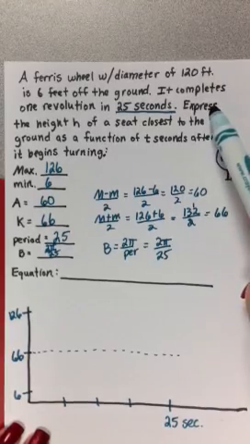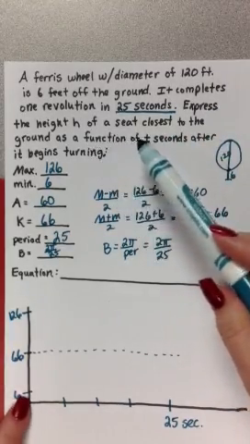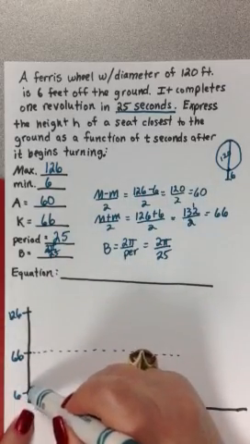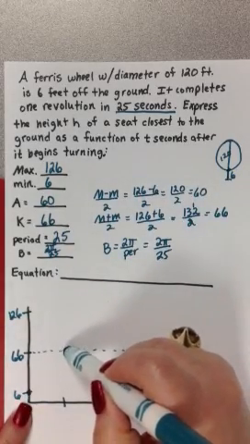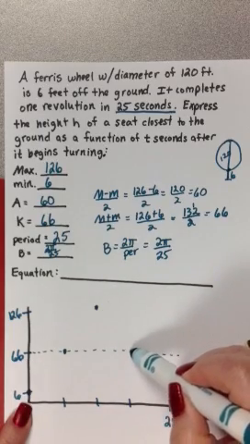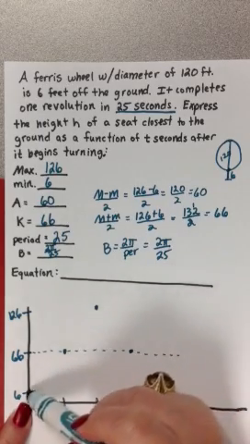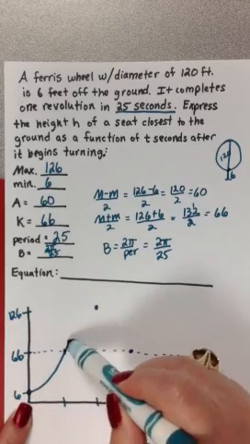In the directions it said express the height of the seat closest to the ground. So I'm going to start closest to the ground here. The next tick mark I will cut the axis. The next one will reach the maximum. Next we cut the axis, and next we reach the minimum. So we graph it kind of like this.